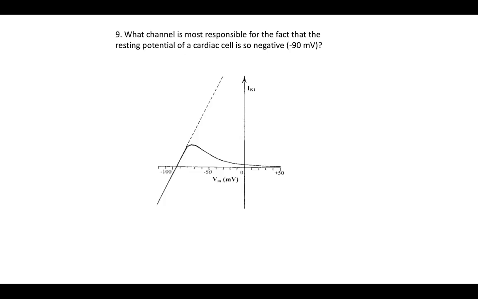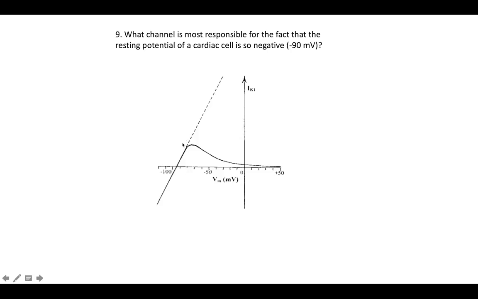This is number 9. What channel is most responsible for the fact that the resting potential of a cardiac cell is so negative? It is IK1, or the inward rectifier. The reason is because the inward rectifier is open at the resting potential at -90, whereas pretty much most of the rest of these channels are closed. I mean, you've got a little bit of leak here and there, but by far the biggest conduction is potassium through this channel at the resting potential.